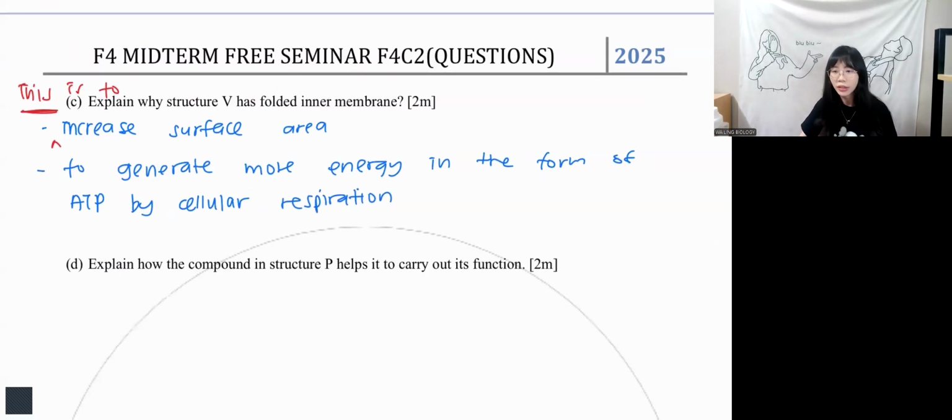Cellular respiration. Okay, explain how the compound in structure P helps to carry out its function. P is a cell wall. Can you tell me, what characteristic does the cell wall have to allow it to carry out its function?